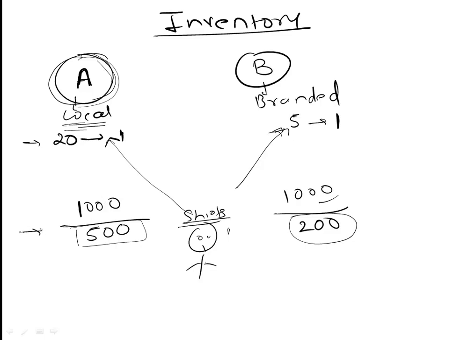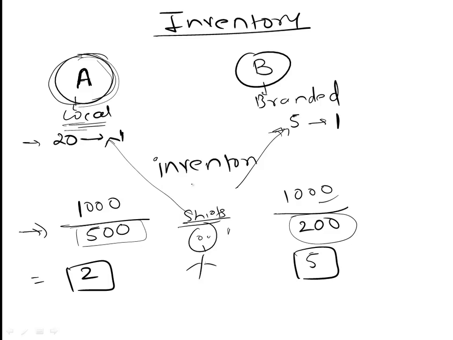So to convert the same thing into a ratio, 1000 divided by 500, here it is 2, and 1000 divided by 200, here it is 5. This 2 and 5 that I have here, this is called the inventory turnover ratio.